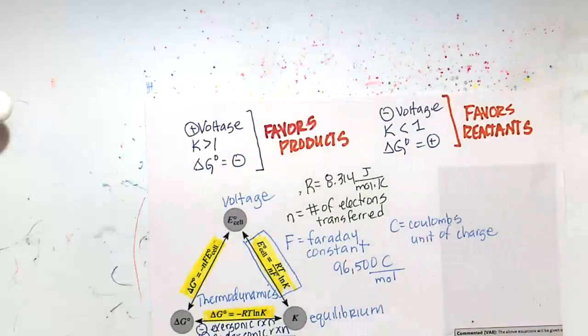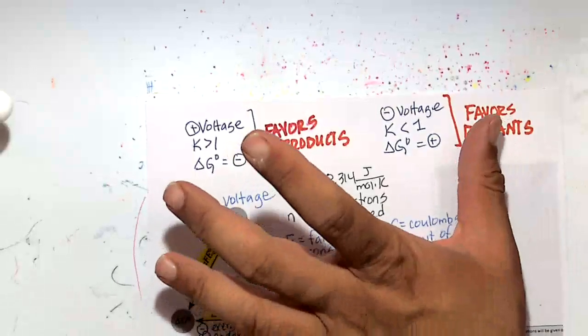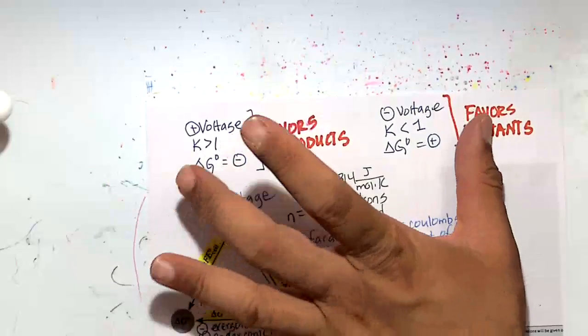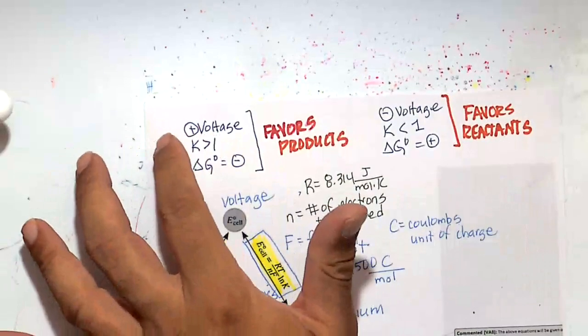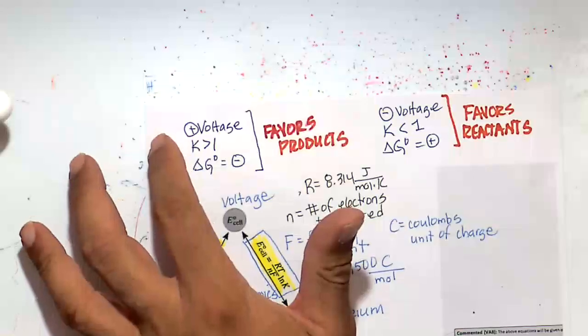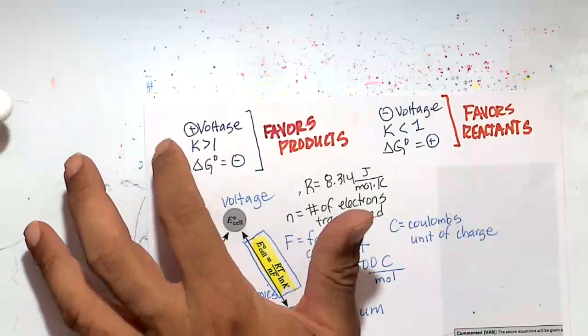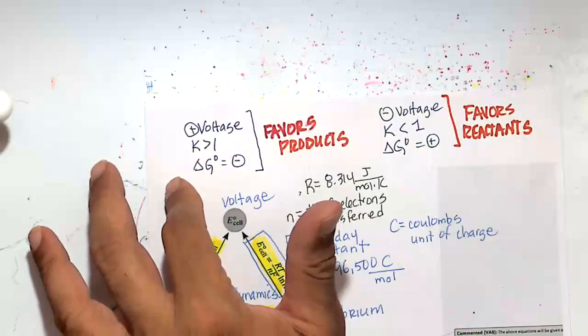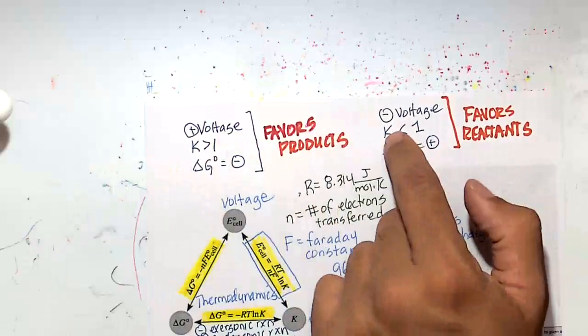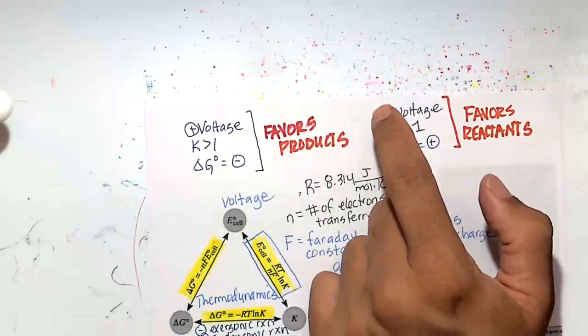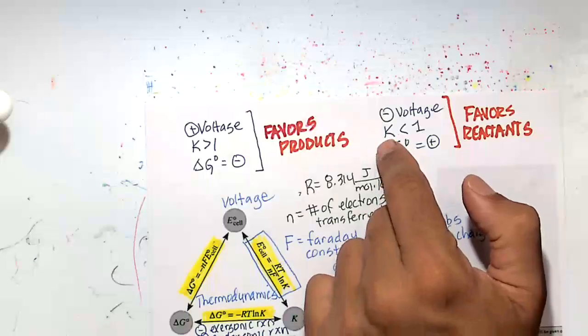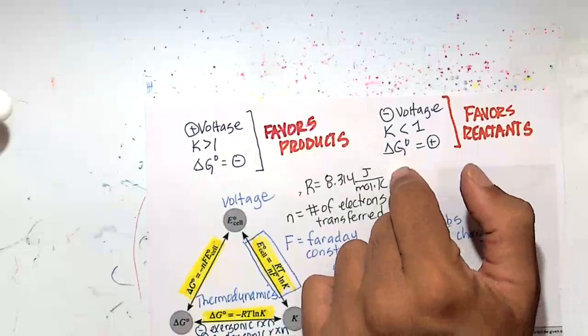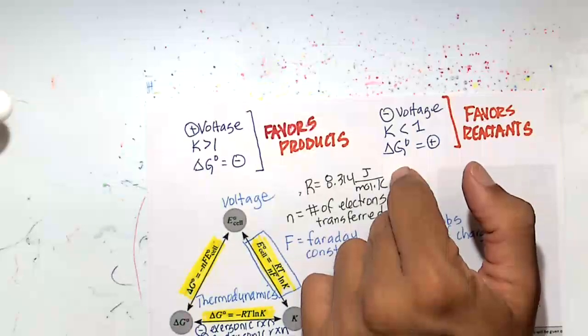So this is the situation. All right, so can we remember this for the exam? What is an electrochemical reaction that favors the products? Positive voltage, equilibrium constant greater than 1, a delta G that's negative. What is something that favors the reactants? A negative voltage, an equilibrium constant less than 1, and a delta G that's positive.